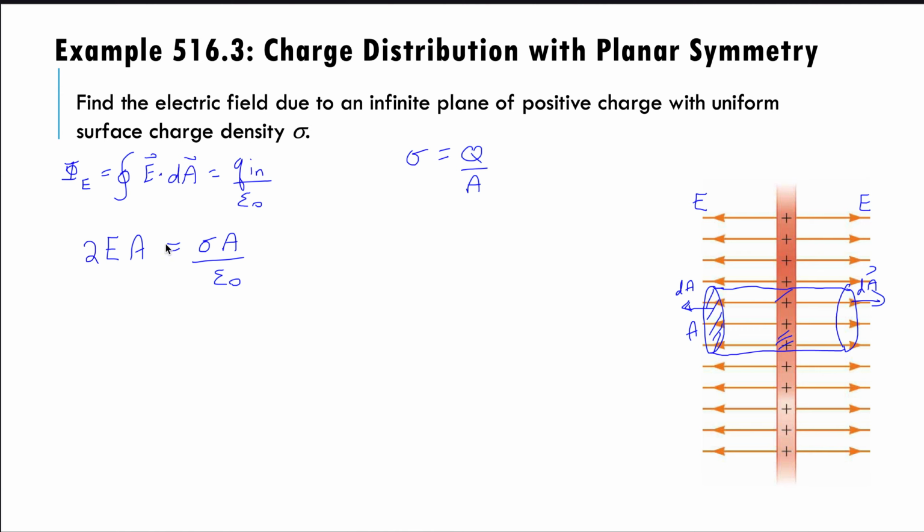We can actually eliminate the area, and this is why it doesn't matter if you do a cylinder or a rectangular box, the area cancels out, and we can solve for the electric field. It's going to give us sigma over 2 epsilon naught. And so this is the result. This is the magnitude. The direction is away from the plane.